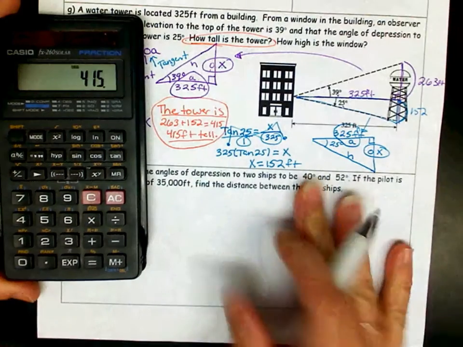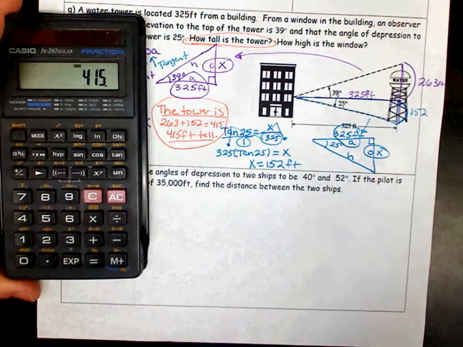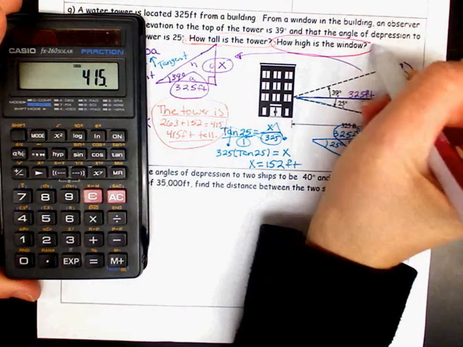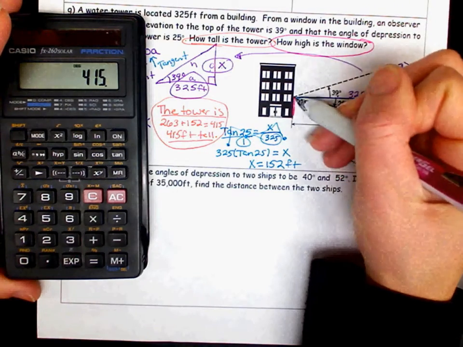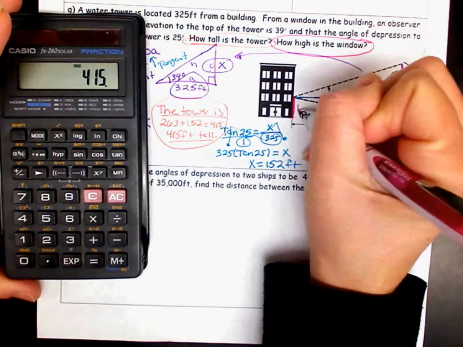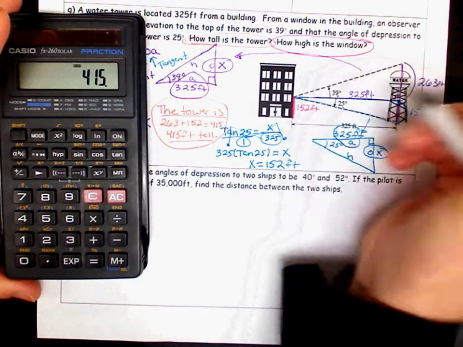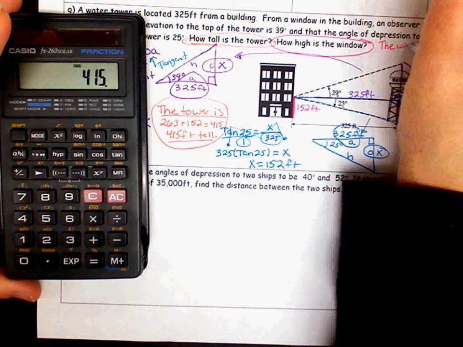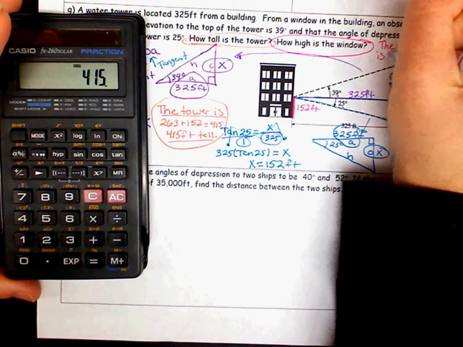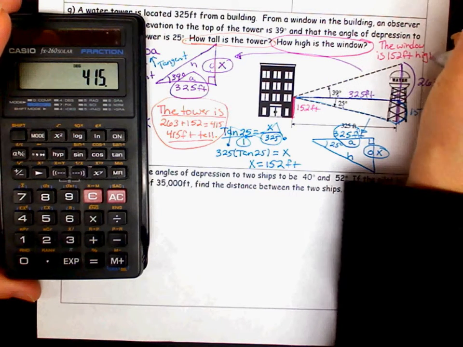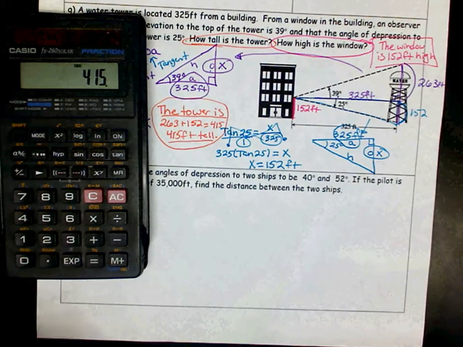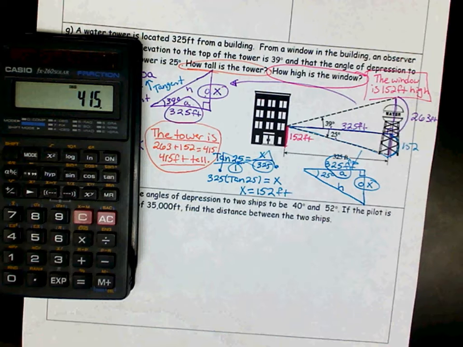It also asked me how high the window is. Okay, the window is right here, so it's the same length as this is. So the window is 152 feet. So the window is 152 feet high. Oops, you can't see that. Any questions over this? We're good? Okay, the next one.